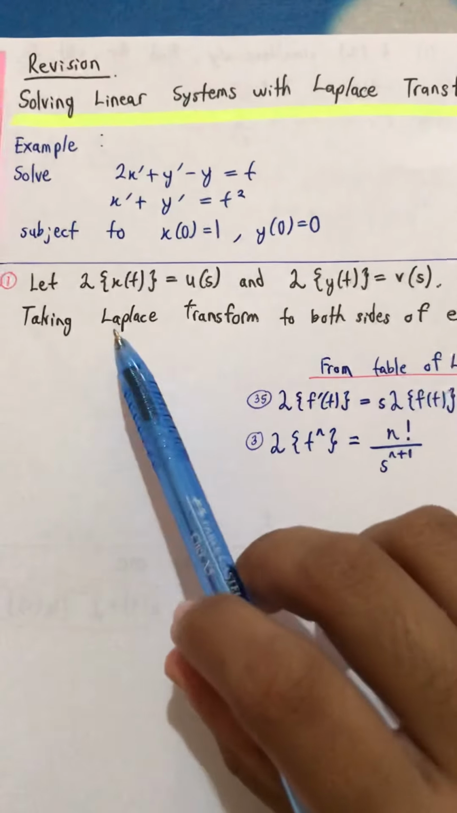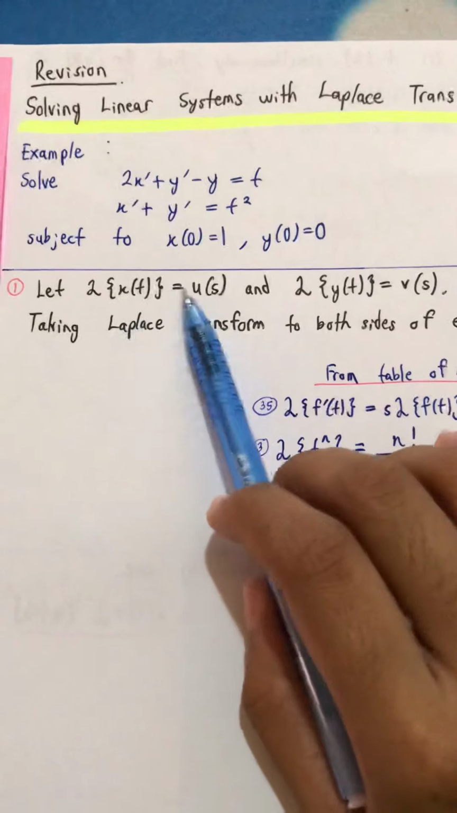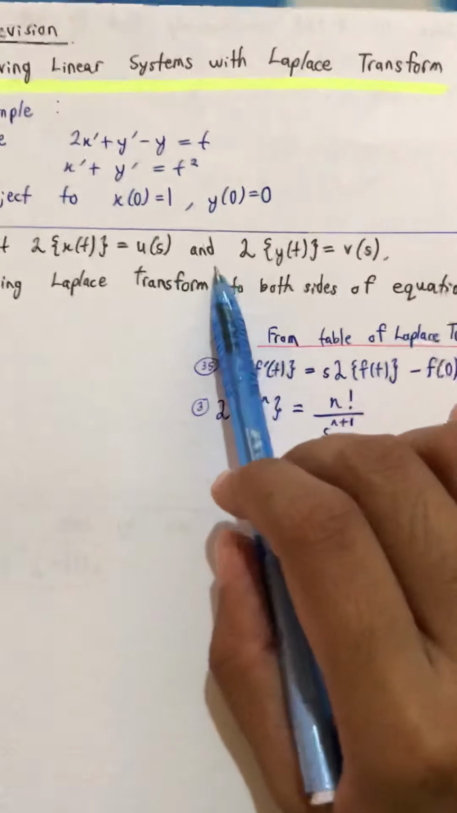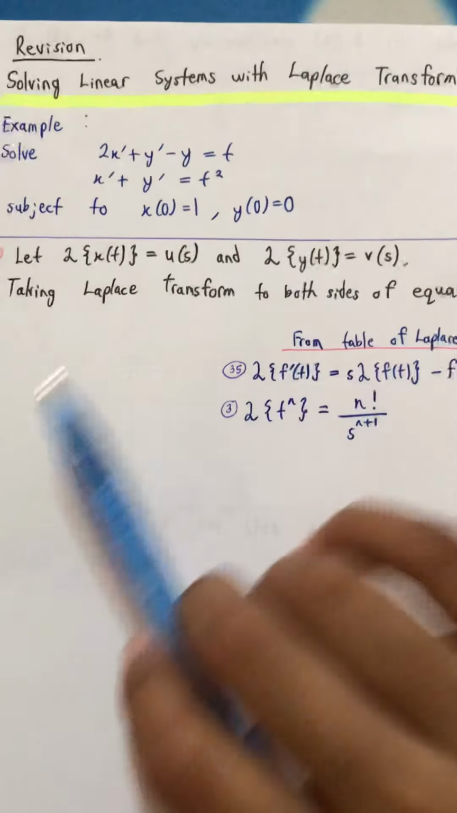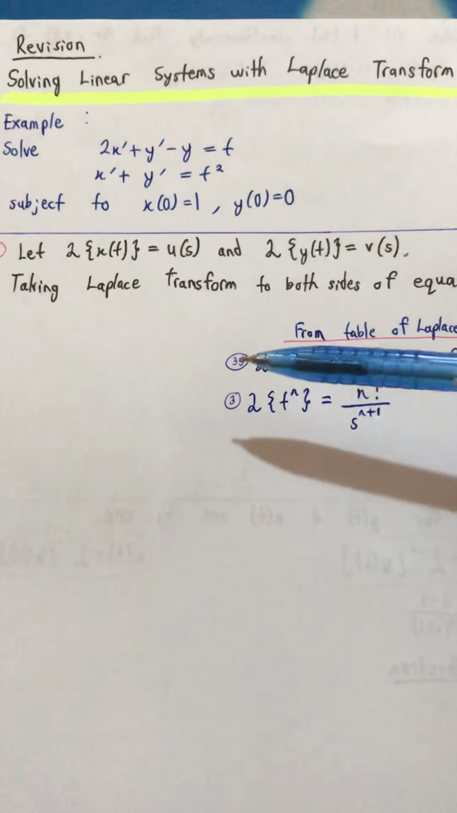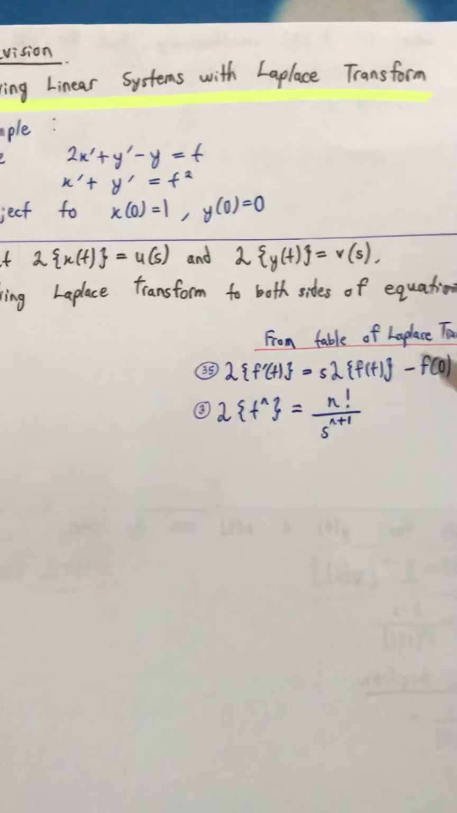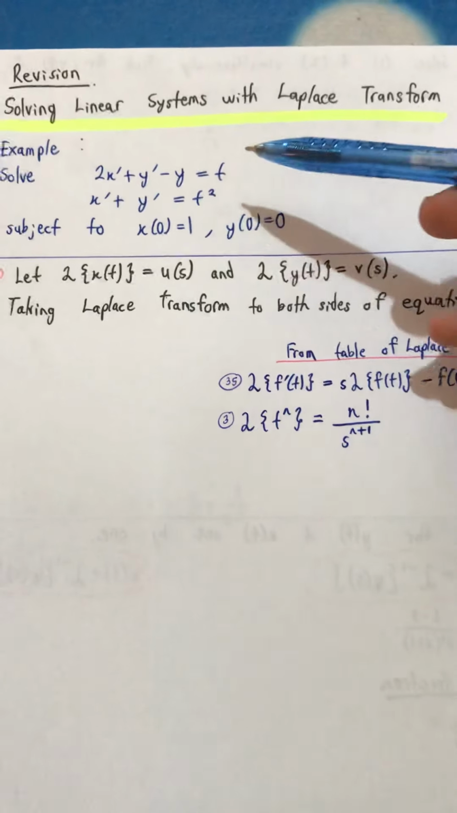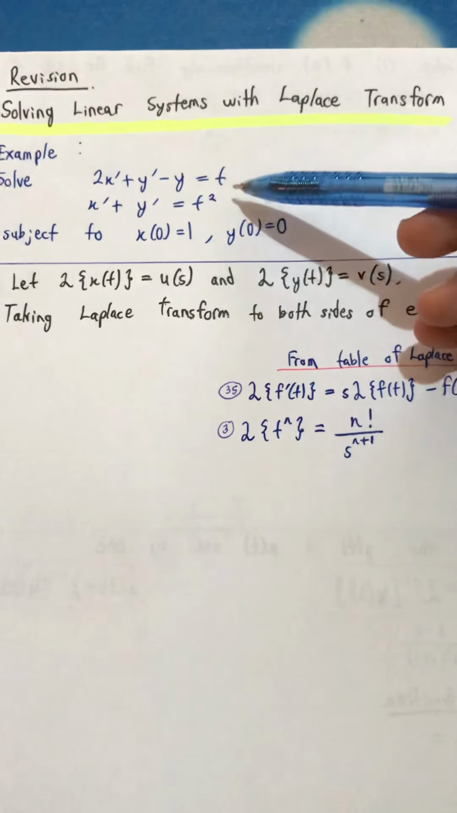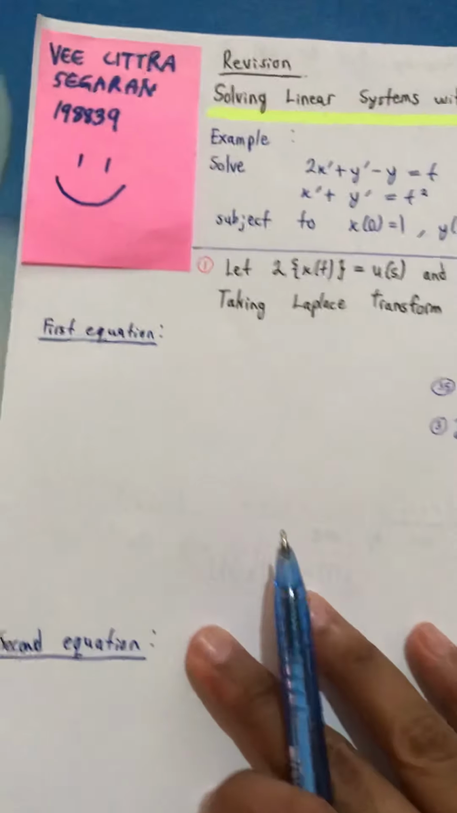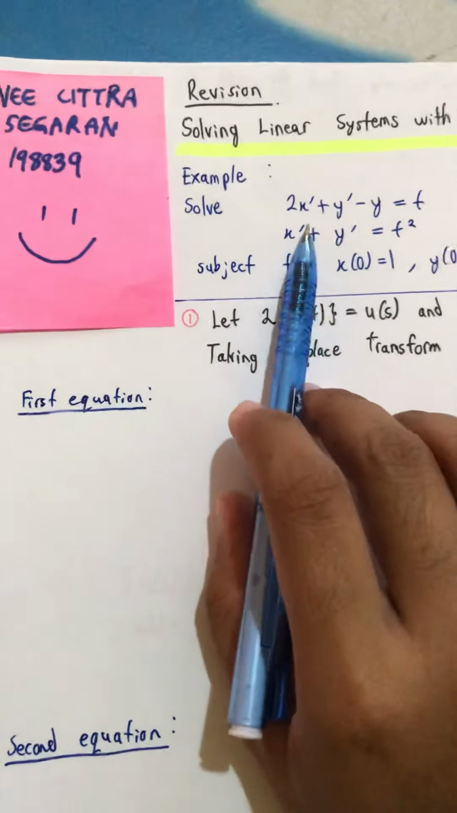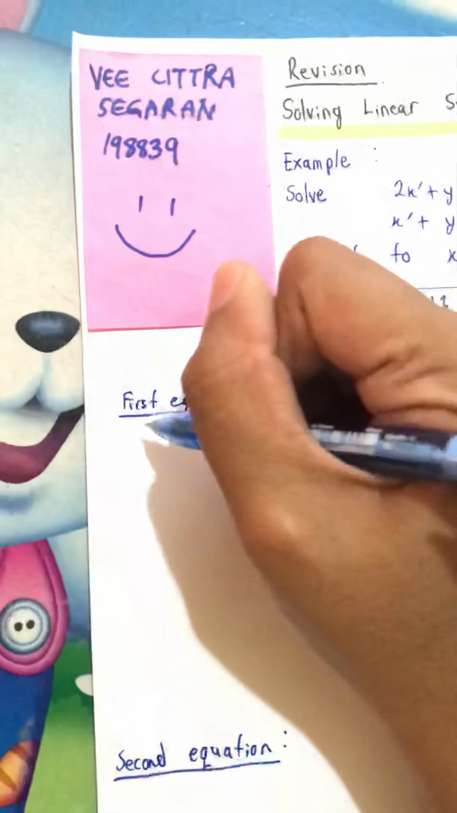So in this method, the first step we need to do is we let the Laplace transform of function x equal U(s) and the Laplace transform of function y equal V(s). And then the next step is we take the Laplace transform of both sides of the equations given. So here there are two equations, so we proceed one by one. For the first equation, we take the Laplace transform of both sides.